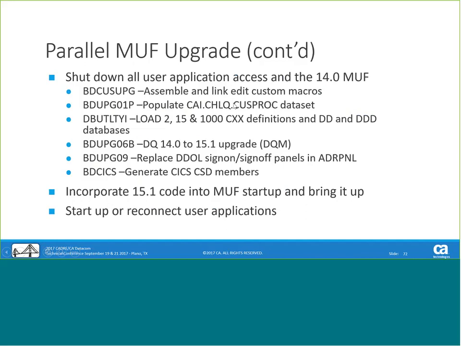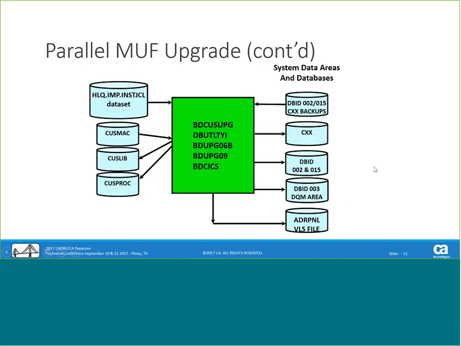Again, that can be done at the quiet period, and then just reopen them back up to the world, because then you're going to do everything else in parallel. Start up and reconnect the user application. So this is, in a nutshell, what it takes to implement the parallel upgrade MUF. I mean, to re-implement the MUF that you upgraded in parallel. So there are the steps.